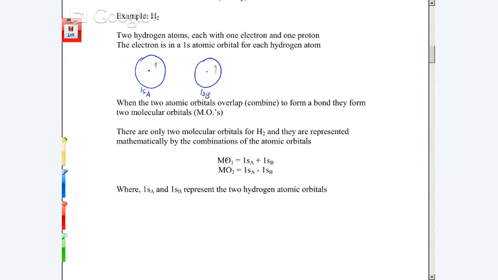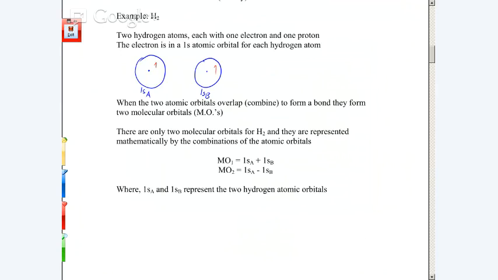You can make a molecular orbital one way by adding them together. You can make a molecular orbital a second way by subtracting them from each other. So that's just known as a linear combination. There's two ways to combine things in a linear fashion. You can either add them or you can subtract them. Right? So it's like every possibility.